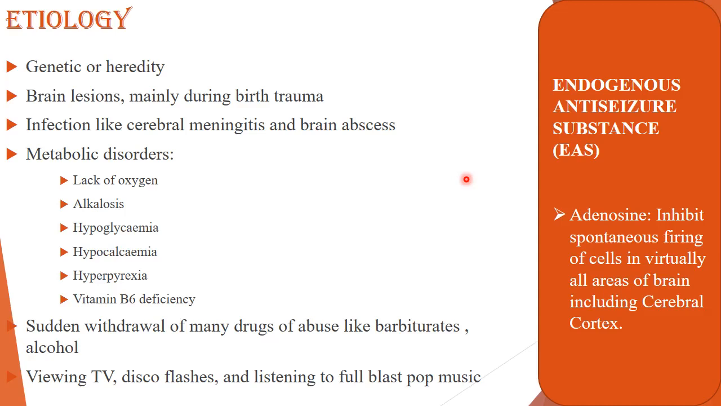And if there is repeated occurrence of seizures, we say this is epilepsy. Getting my point? See, our body always has certain defense mechanisms. In case of seizure also, we have a defense mechanism, which is nothing but adenosine. It is called the endogenous anti-seizure substance. This adenosine will inhibit the spontaneous firing of cells in virtually all areas of the brain, including the cerebral cortex. That is why, when a seizure occurs, after a certain time the person automatically becomes normal. This adenosine is saving us from particular episodes of seizures. It is endogenous, secreted inside our body.